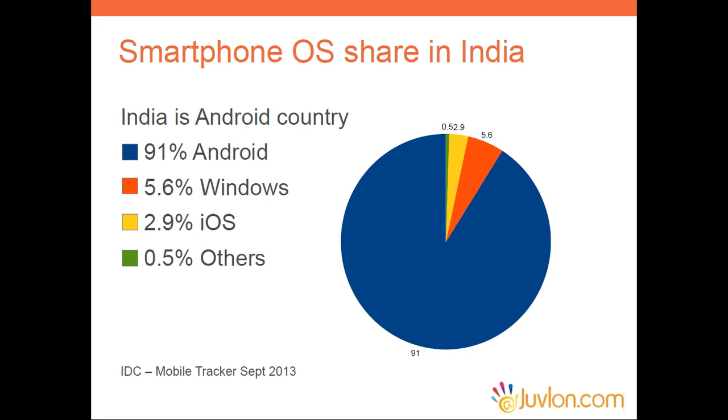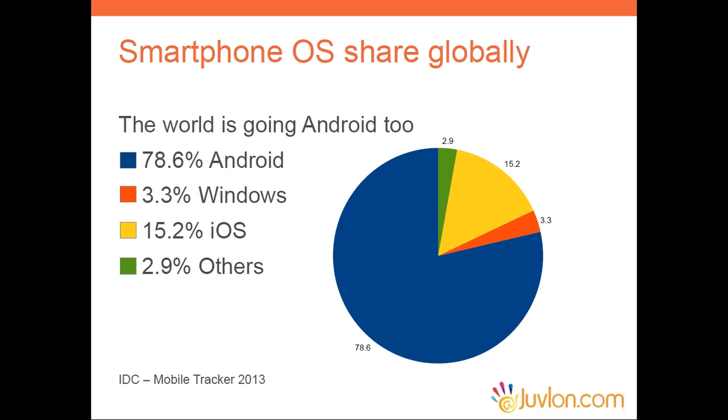The smartphone OS share globally, it seems the whole world is also quite gung-ho about Android. It's dominating the smartphone market share at about 78%, more than that. iOS here has a sizable share compared to, as far as India is concerned, about 3% at iOS, whereas worldwide we're talking about more than 15%.